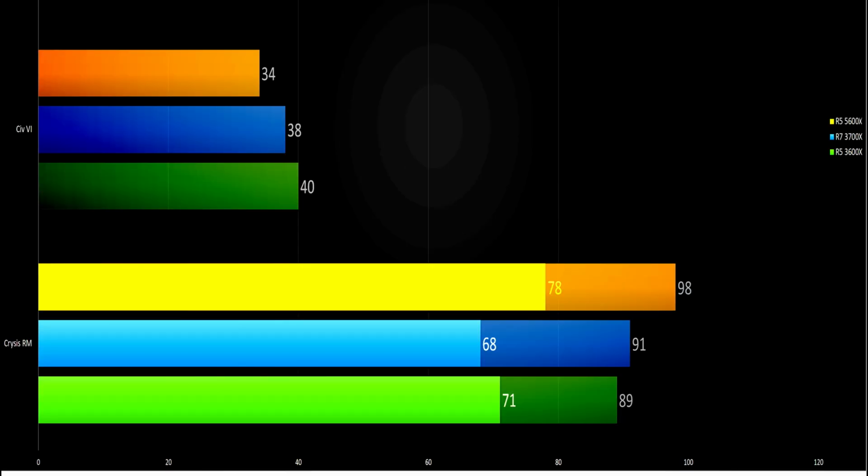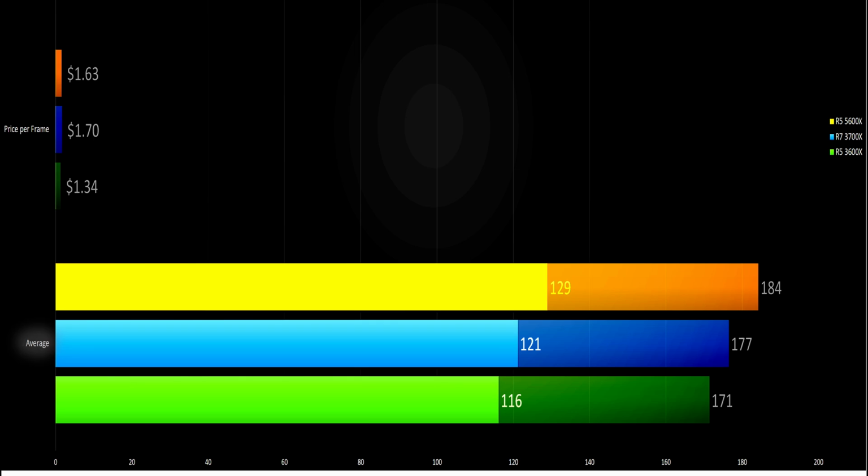And finally, we have to answer the question, can it run Crysis Remastered? And yes, it can. It can also run the AI in Civilization 6. These are recorded in turn time, so lower is better. Last chart to sum it all up is the average FPS for all 17 titles I tested.